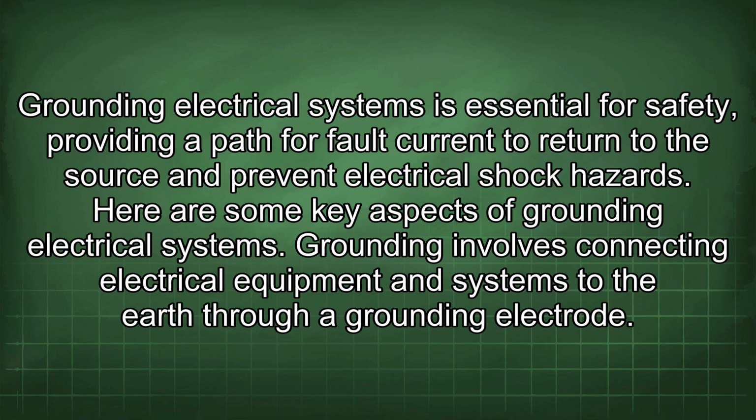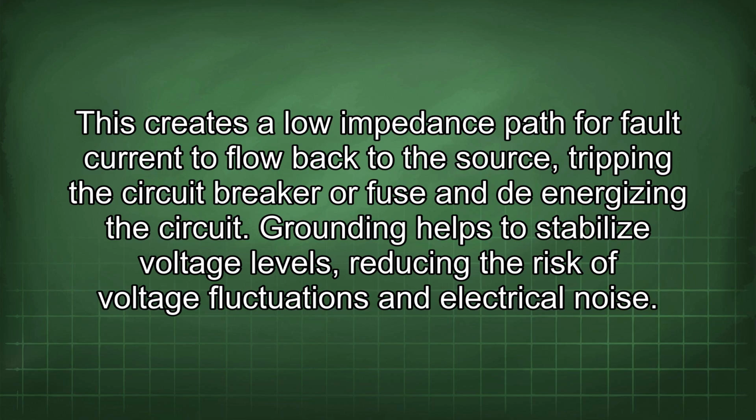Grounding electrical systems is essential for safety, providing a path for fault current to return to the source and prevent electrical shock hazards. Here are some key aspects of grounding electrical systems. Grounding involves connecting electrical equipment and systems to the earth through a grounding electrode. This creates a low impedance path for fault current to flow back to the source, tripping the circuit breaker or fuse and de-energizing the circuit.